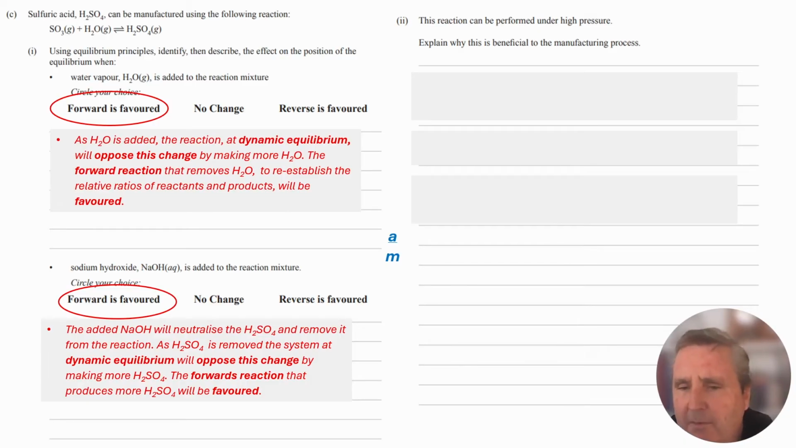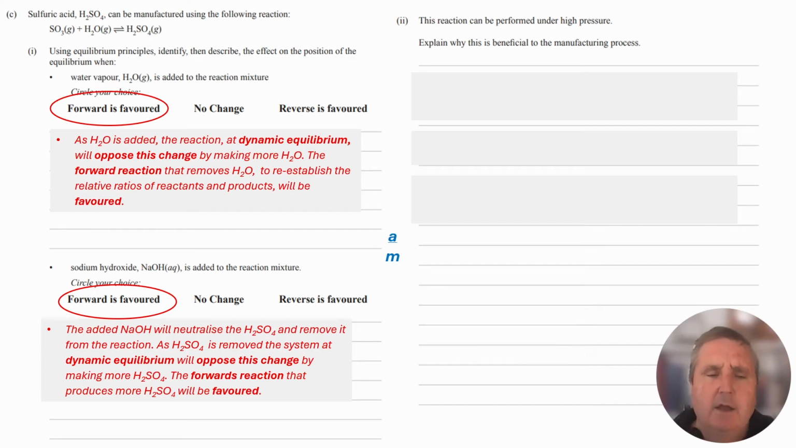The reaction can be performed under high pressure. Explain why this is beneficial to the manufacturing process. Something that is beneficial to a manufacturing process means they're going to produce more of the products. So we're going to have something that favors the forward reaction, but do we understand why? We know that when we put things in a high pressure environment, it will move towards the side that has the least moles of gas particles.